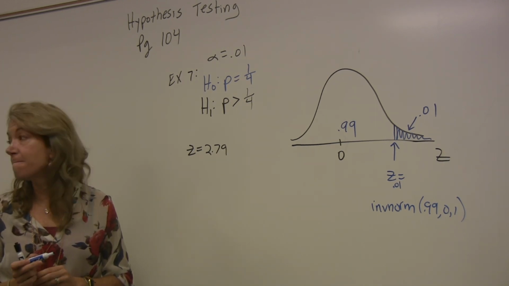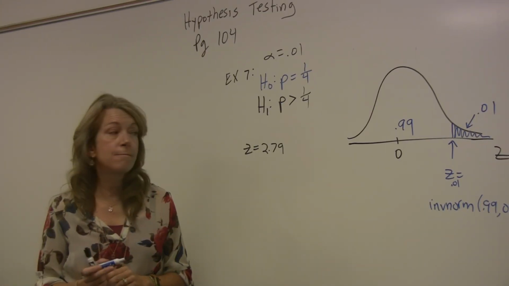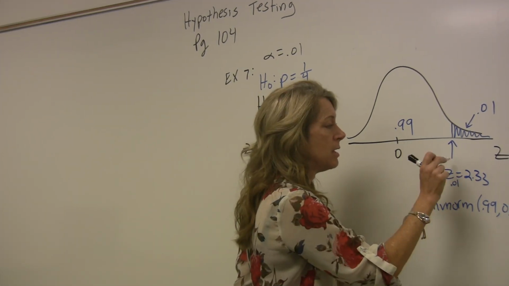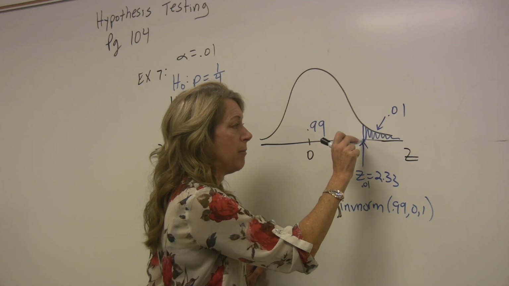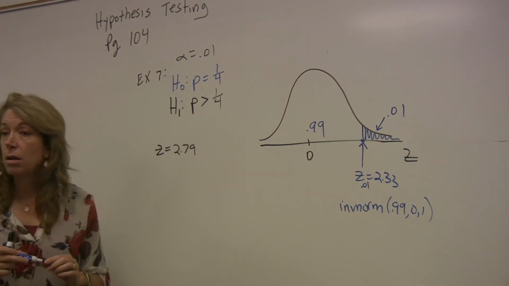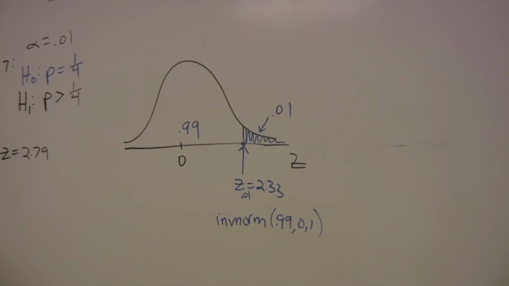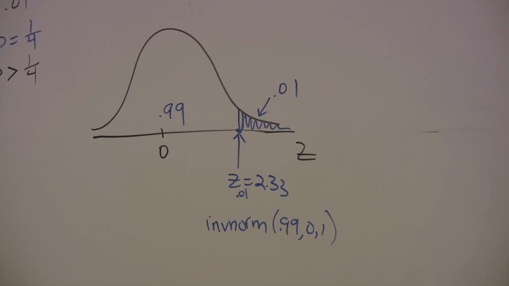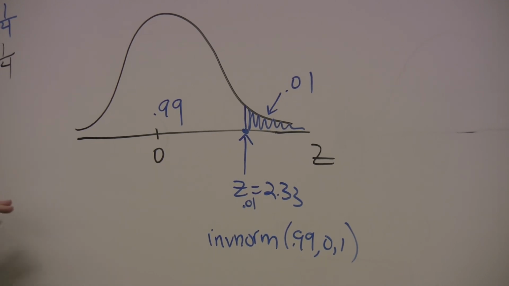What did we get? 2.33. So this number right here is 2.33 on my number line. Now here's where it gets confusing. There's a Z over here and you're going, what is that, Jill? What the heck is that? We're going to talk about that in a minute. And there's a Z over here.